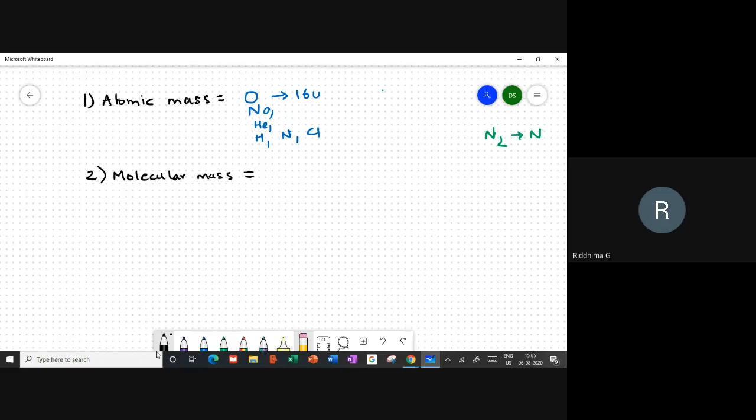But in the question, you are always given the atomic mass. So they'll give you things like this separately. They'll give you the atomic mass of hydrogen is 1, oxygen is 16. Then they'll ask you to calculate the molecular mass of water, of H2O. Right?